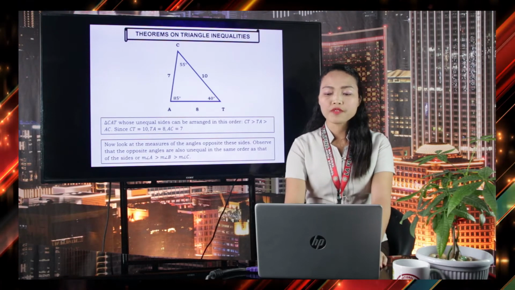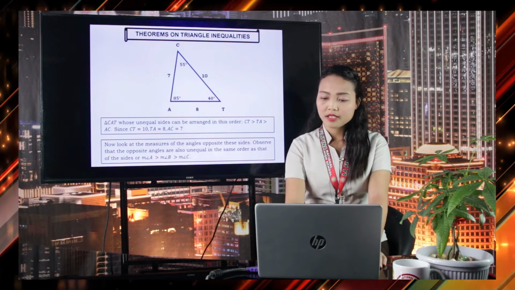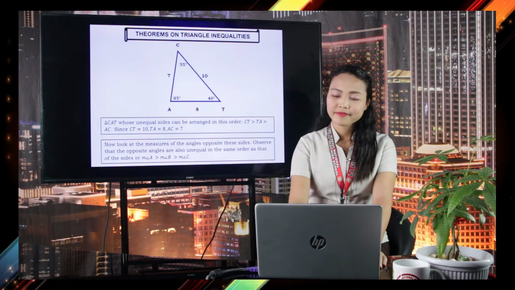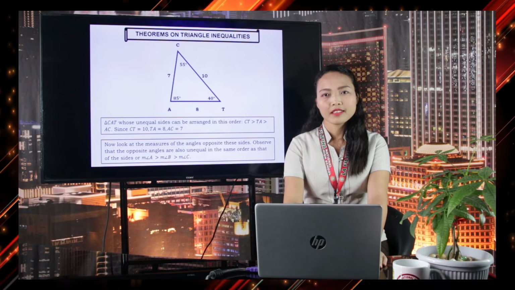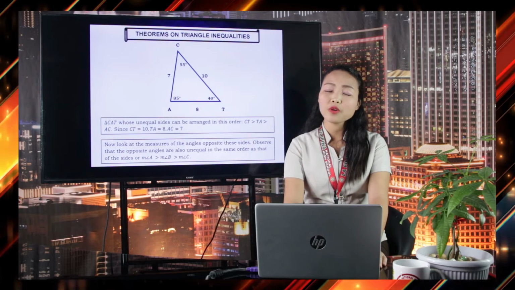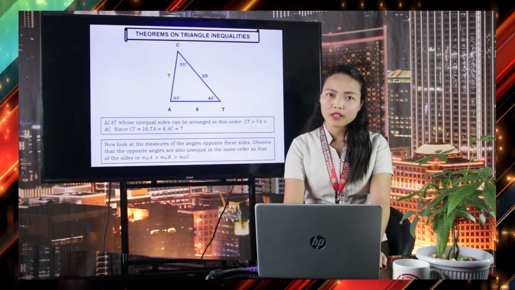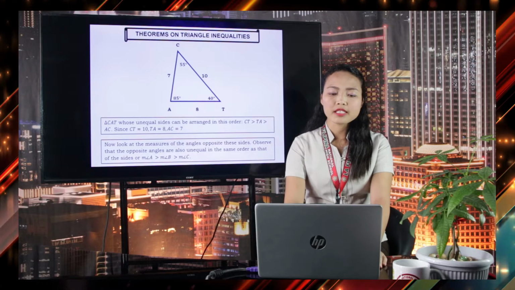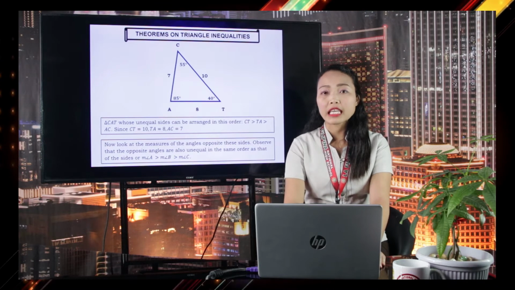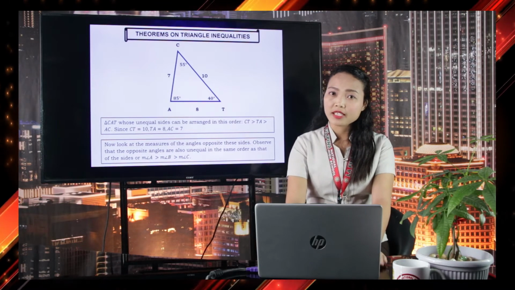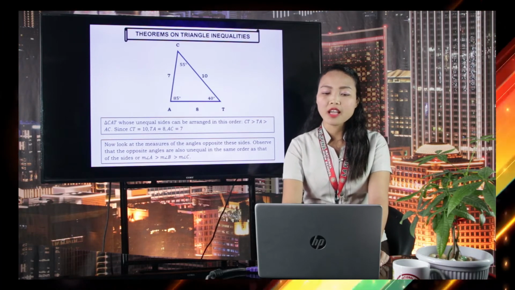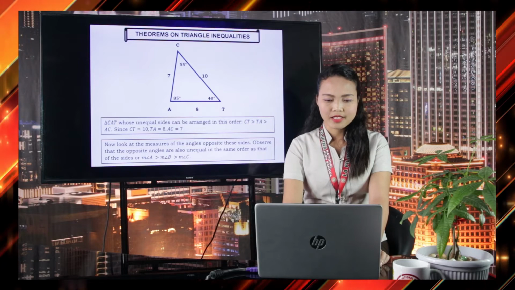Look at the measure of the angles opposite these sides. What have you observed? Okay, very good. You observe that they have unequal sides and unequal angles. In triangle CAT, the unequal sides can be arranged in order, ascending or descending. And so with the unequal angles.